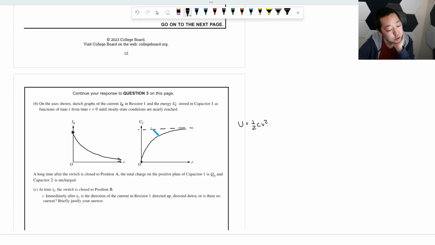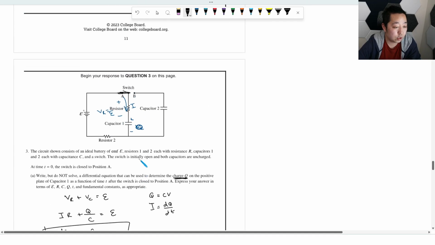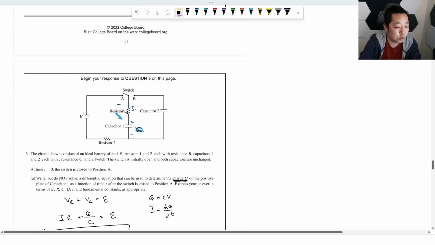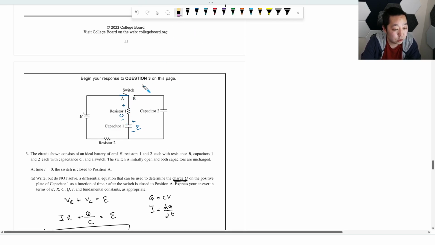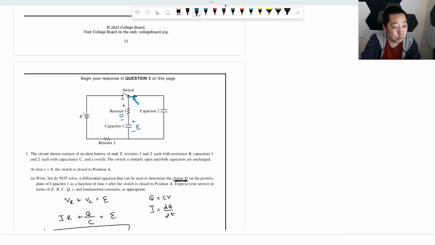Immediately after T1, so at T1, the switch is closed to position B. So we've settled. Once you've waited a long time, you've let it settle, this capacitor's going to have the voltage epsilon across it because there's no current flowing. This voltage drop will be 0. And then now we're going to switch it to B. So immediately the voltages don't change, but then you'll have some current that's going to flow from here to here because this one has no voltage to start with.